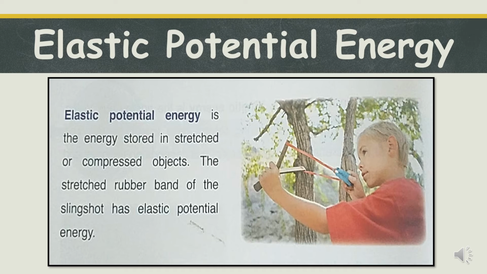And then there is elastic potential energy. Remember, this is the energy that is stored in stressed or compressed objects. For example, a rubber band. Look at the boy, he has a slingshot. When he wants to shoot a rock, he pulls it backwards. When he does that, the rubber band contains elastic potential energy. When he lets go of the rubber band, the rock will shoot away and the potential energy is released.